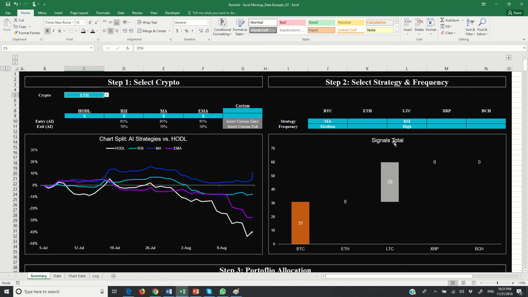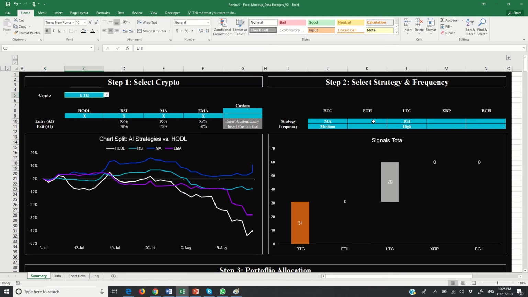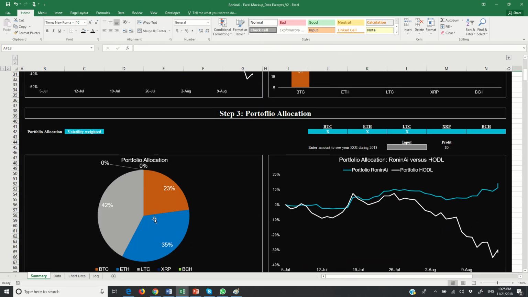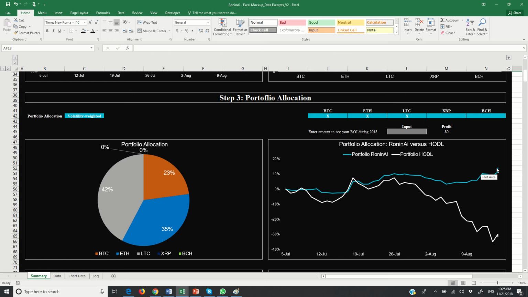So we select Ethereum, for example. Here we see that moving average is much better. So we go ahead and just select moving average and say we also do high frequency of the strategy. So far we have about 83 signals right here, and the portfolio changes as well. The return here is about 50%.